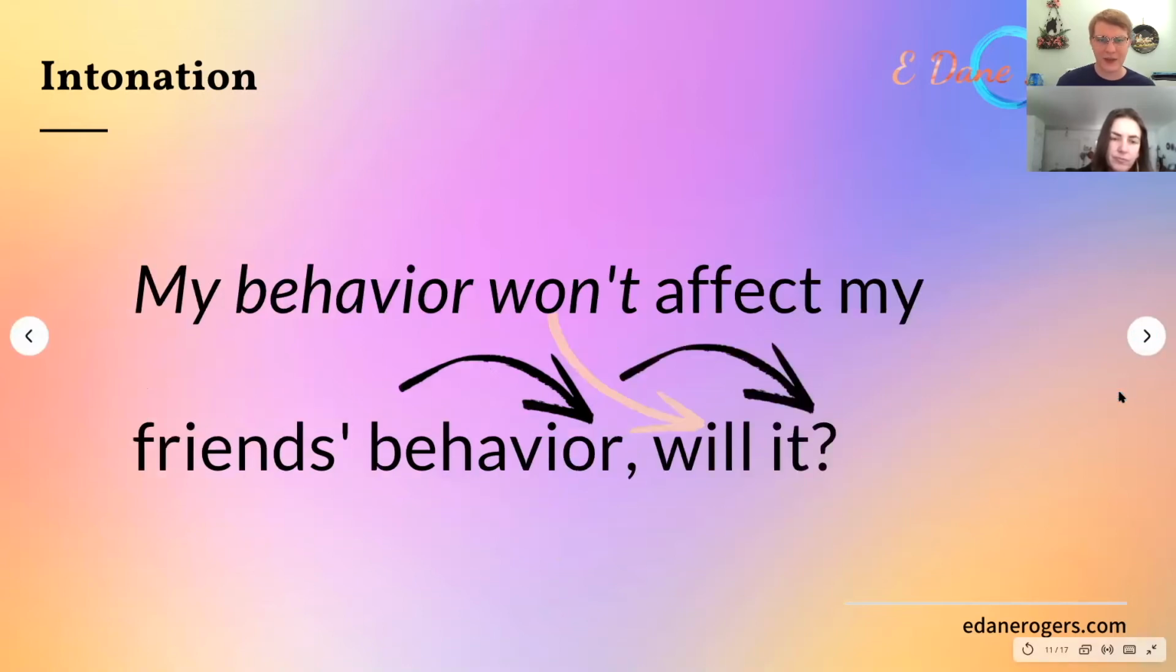Let's try it again here. My behavior won't affect my friend's behavior, will it? My behavior won't affect my friend's behavior, will it? Right. So this would be a child who's perhaps acting inappropriately, and he's worried that his friends will copy his behavior. But if he says it with falling intonation, my behavior won't affect my friend's behavior, will it? He would be rude to his parents if he said it this way. He's asking a question, but it's not really a question.